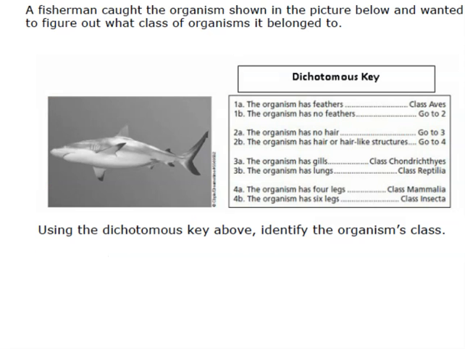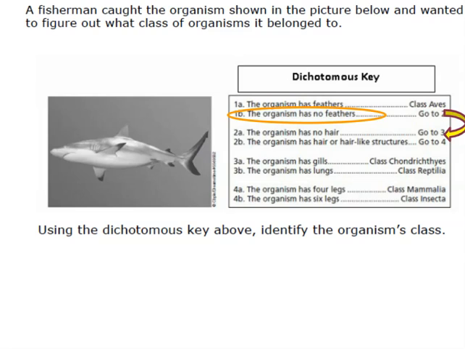All right, the next one also shows a shark. A fisherman caught the organism shown in the picture below and wanted to figure out what class of organisms it belonged to. The class is going even less specific than an order, so we're really breaking it down at the basic level here. And 1A says the organism has feathers, and if it did, it would say class Aves, that's all birds. 1B says the organism has no feathers. I don't see feathers on that one, so we're going with that. It says go to 2.